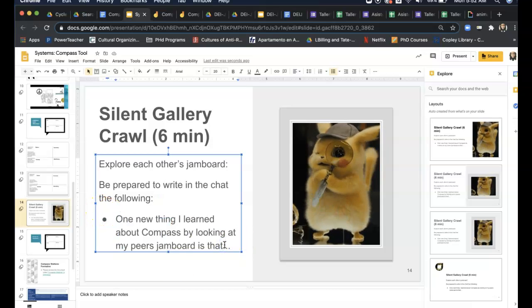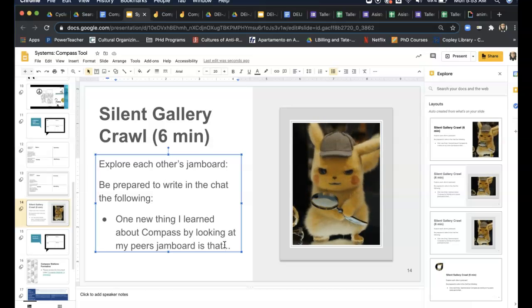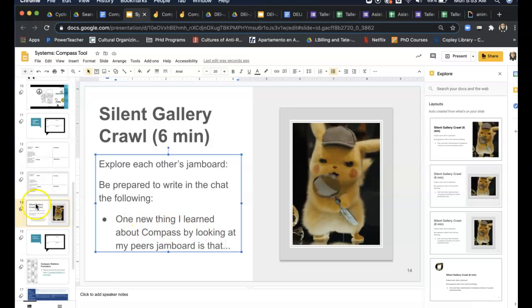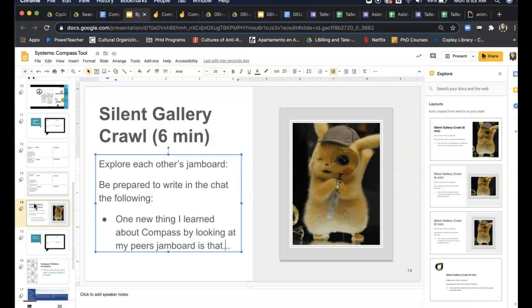Okay, so again, you might want to give them an example. One thing I learned about Compass by looking at my peers' Jamboard is I hadn't thought about nature as this, but this example made me think this. And that'll be the end of that class. And so that will be the end of Compass 1 class, which is just introducing them to the concept. Nothing's graded here.